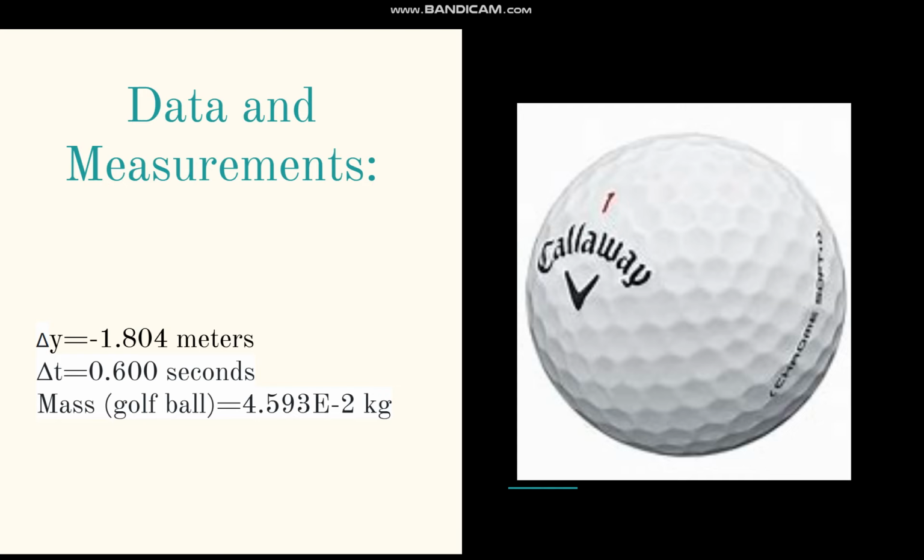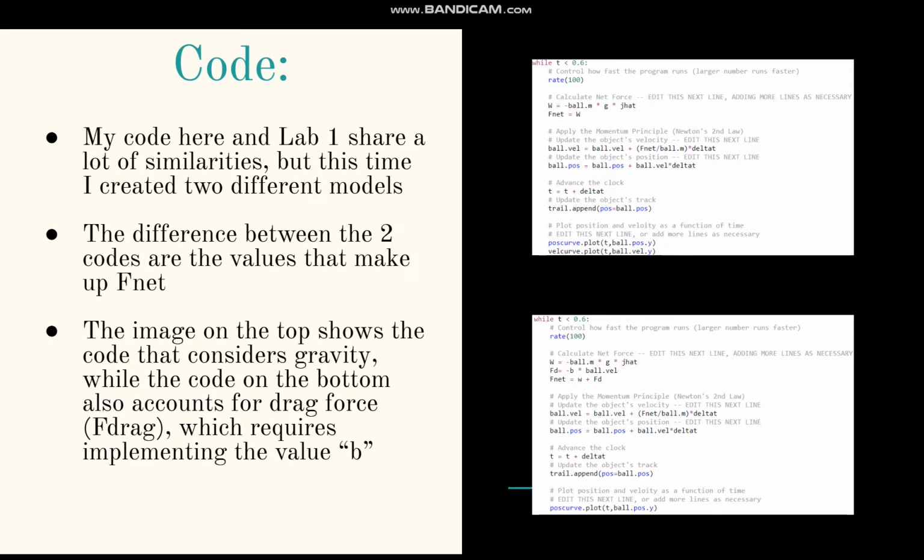So for data and measurements, I had the change in y to be negative 1.804 meters, the change in time to be 0.6 seconds, the mass of the golf ball to be 4.593 times 10 to the negative 2 kilograms.